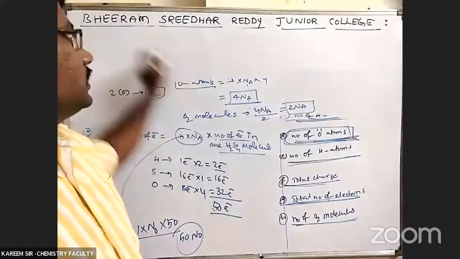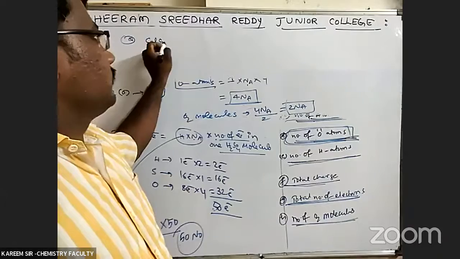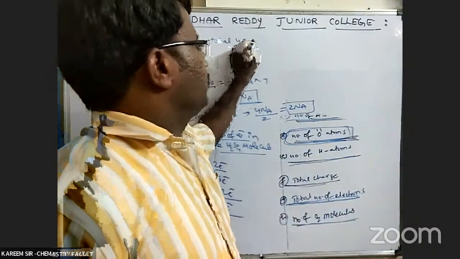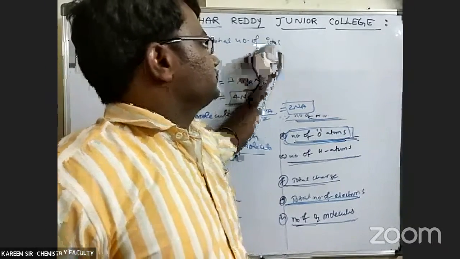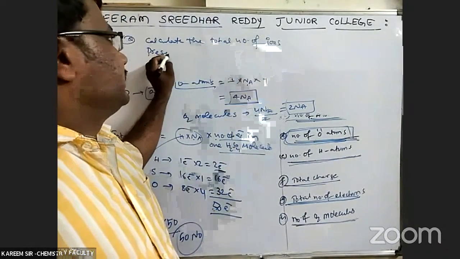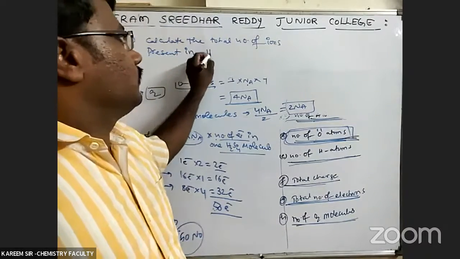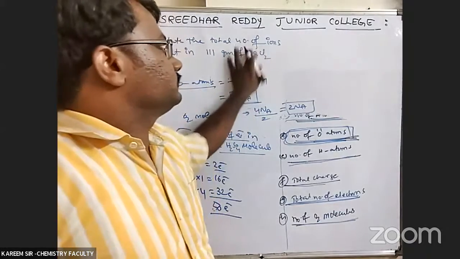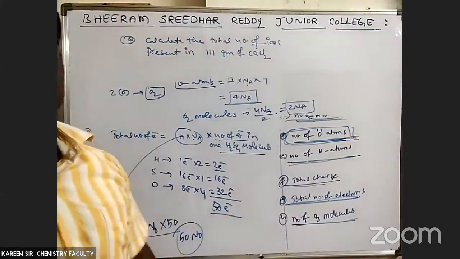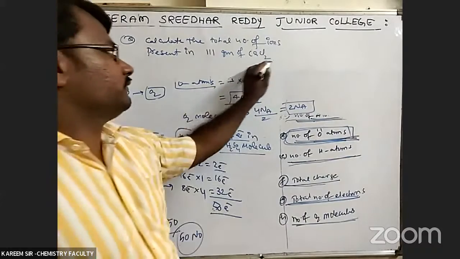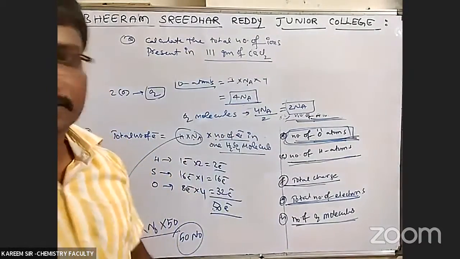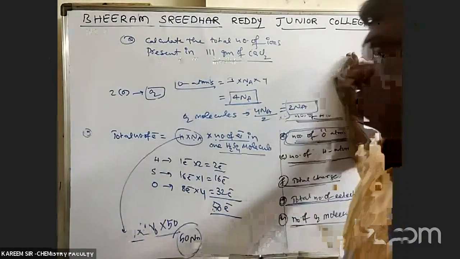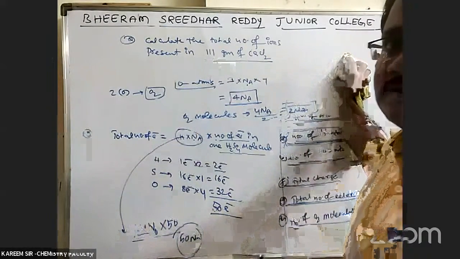Yes. So see here. Calculate the total number of ions present in 111 grams of calcium chloride. 111 grams of calcium chloride lo how many ions ఉంటాయి చెప్పాలి.